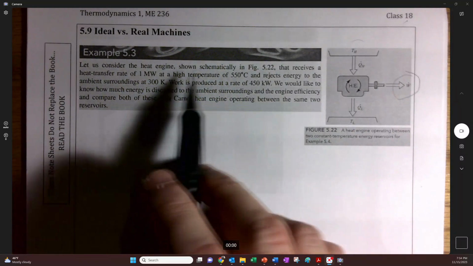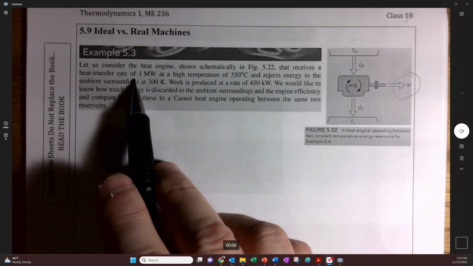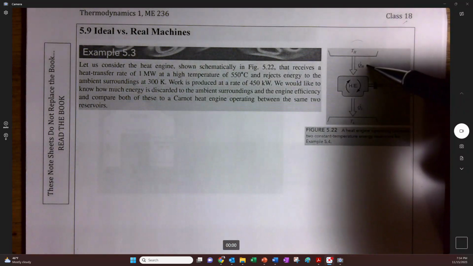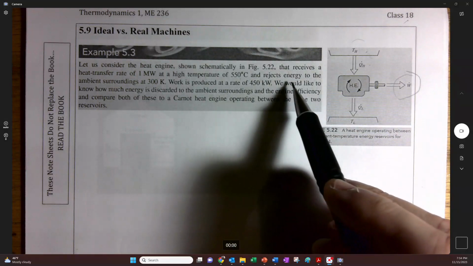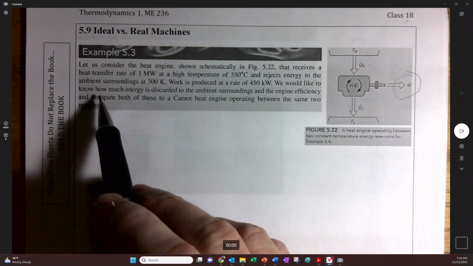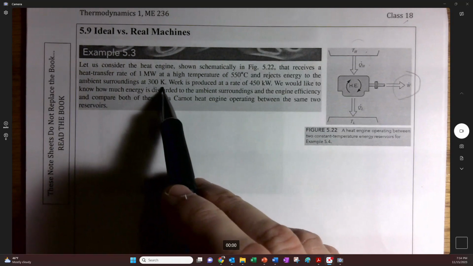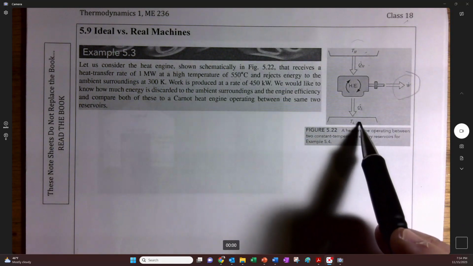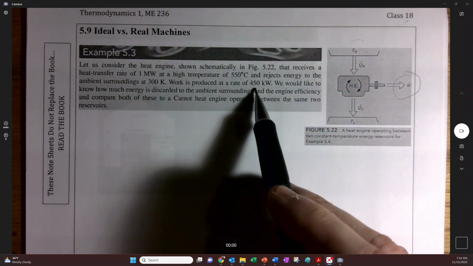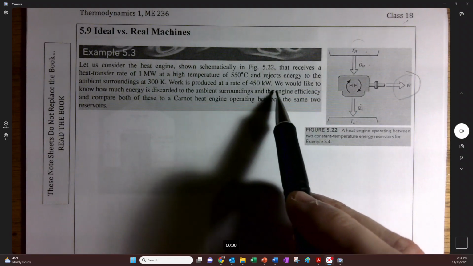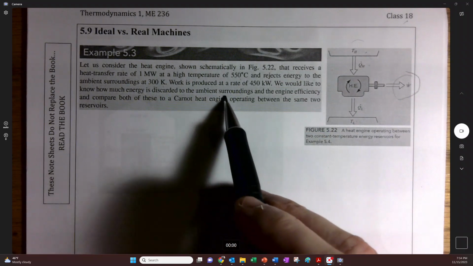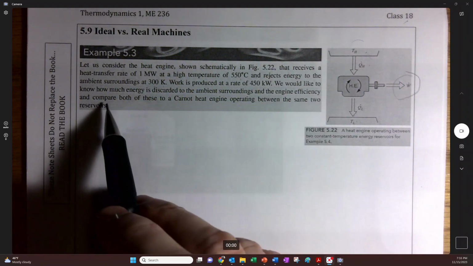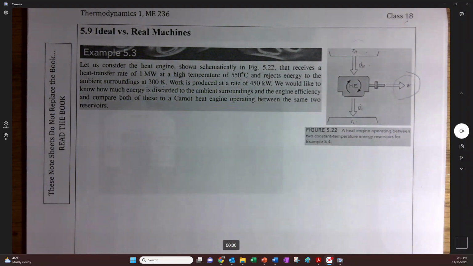It receives a heat rate right here of 1 megawatt at 550 degrees Celsius and rejects energy to the ambient at 300 Kelvin, down here. And 450 kilowatts gets produced. We would like to know how much energy is discarded to the ambient surroundings and the engine efficiency, and compare these to a Carnot efficiency.